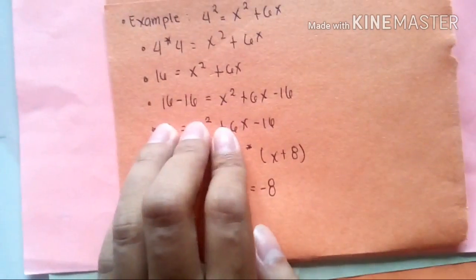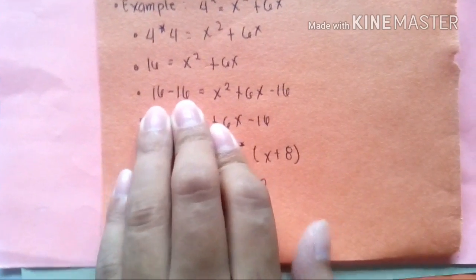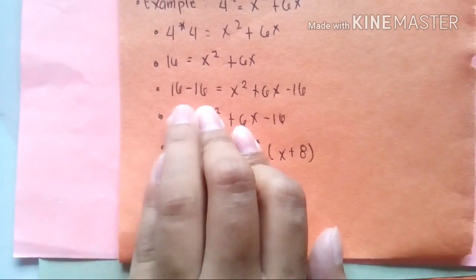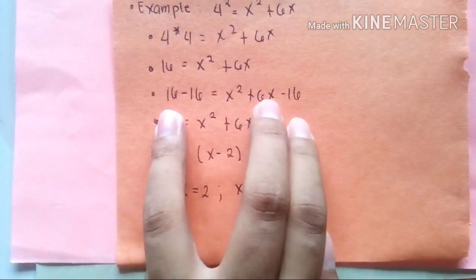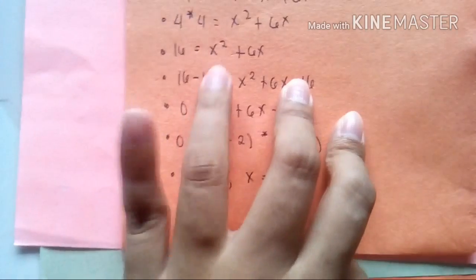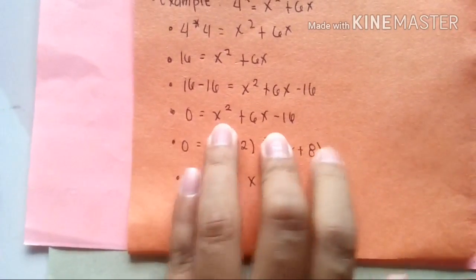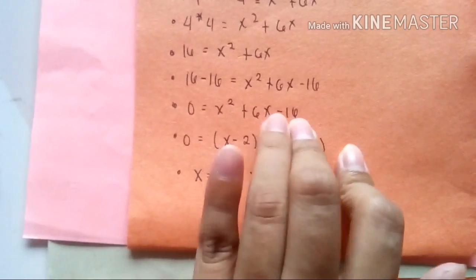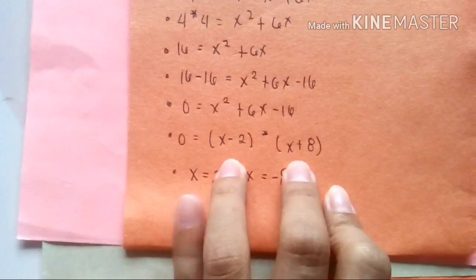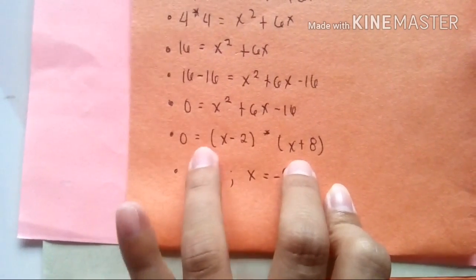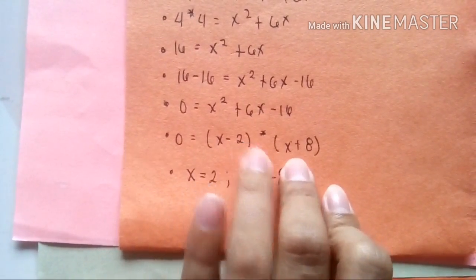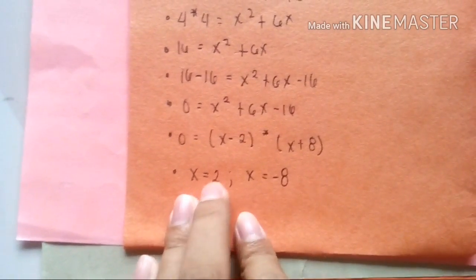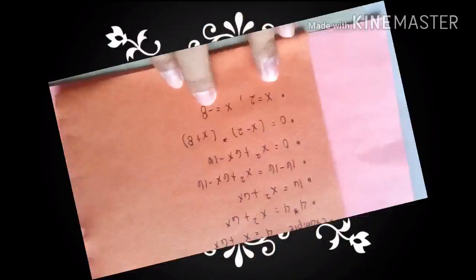Then, to make this equal to 0, we subtract 16 from both sides. So, 16 minus 16 equals x squared plus 6x minus 16. Then, cancel it. So, it will become 0 equals x squared plus 6x minus 16. Then, factor it. So, the answer will be 0 equals x minus 2 times x plus 8. So the answer will be x equals 2 and x equals negative 8.